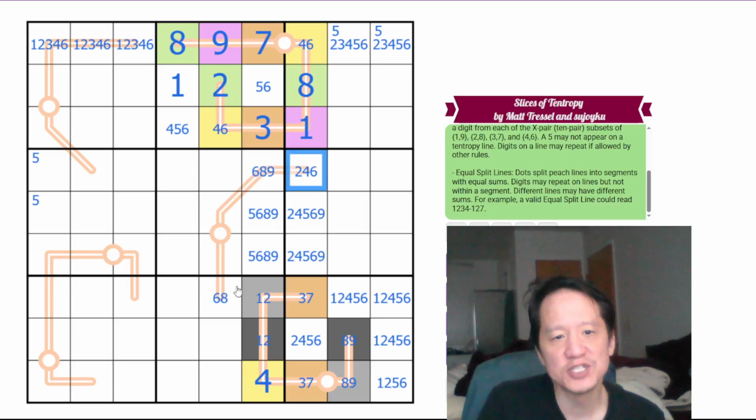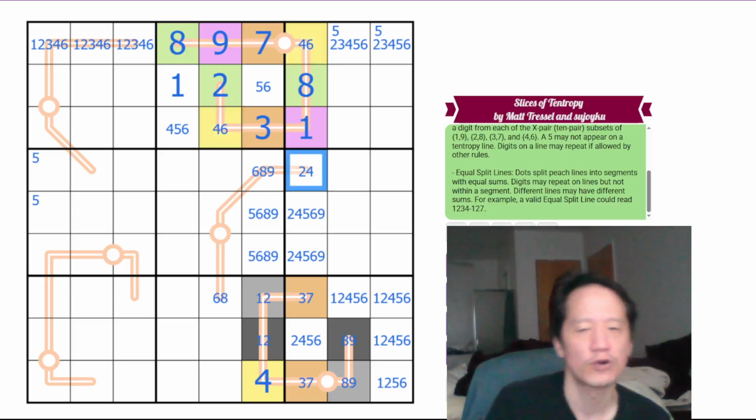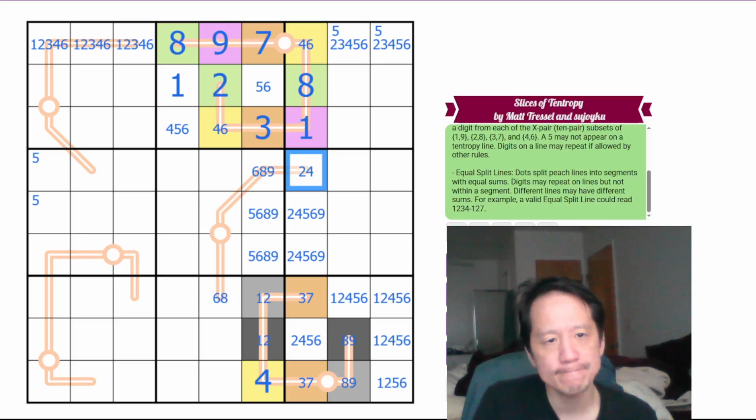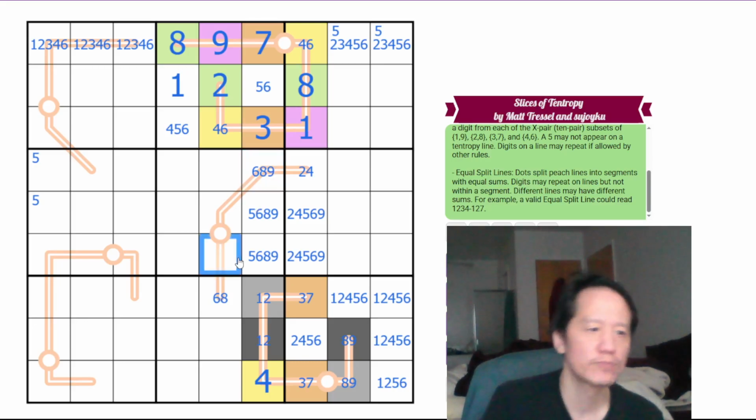This cannot be 6 and 6 here. If this is 6 and this is 6, that eliminates both of these from being a 6. But again, you can't have repeats within the same segment. So therefore, one of these is 4 and one of these is 6. So this can never be 6. This has to be 2 or 4 here. So 2 or 4 with 6, 8, or 9. That's interesting.